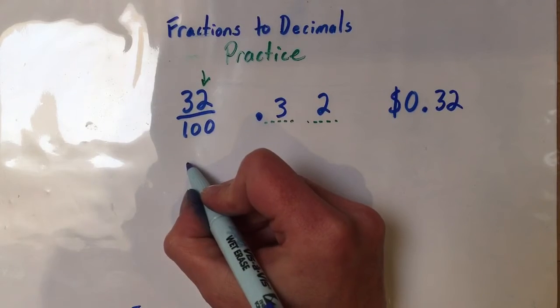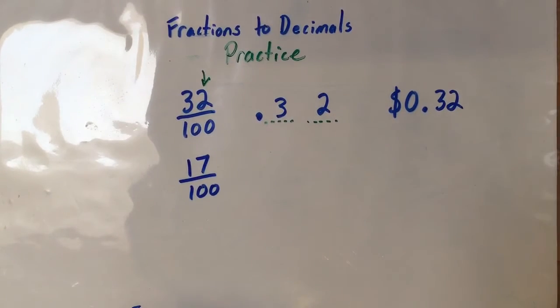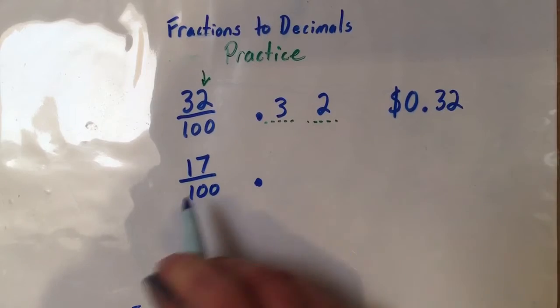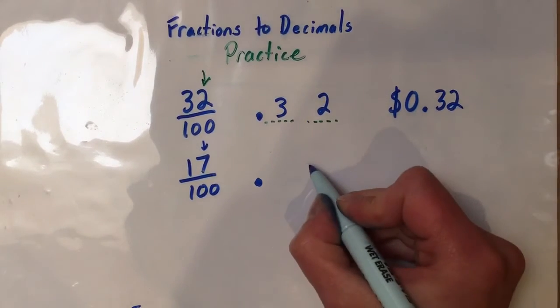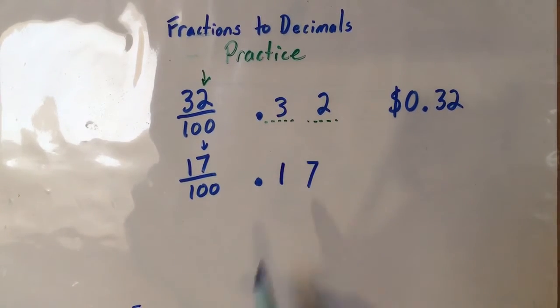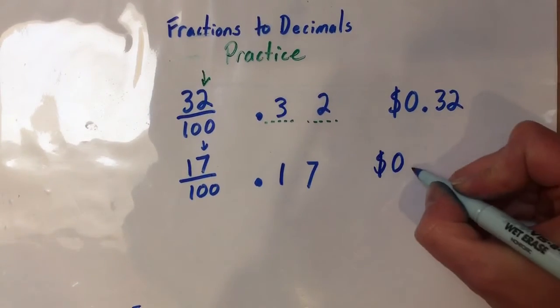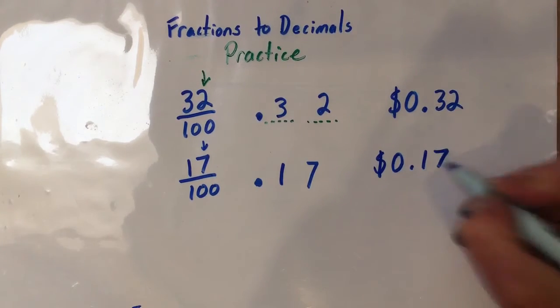Try this one. We're going to do 17/100ths. So I have my decimal point, and I'm going to take my 7, which is furthest to the right. It's going to live in my hundredths place, and the 1 is in the tenths place. So this says 17/100ths. If you wanted to write this as money, I have no dollars, and I have 17 pennies, which is the same thing as 17 cents.